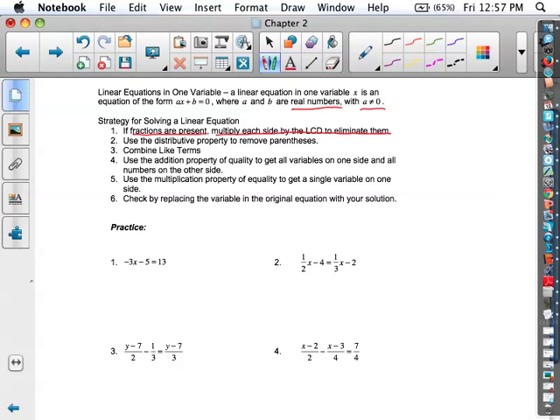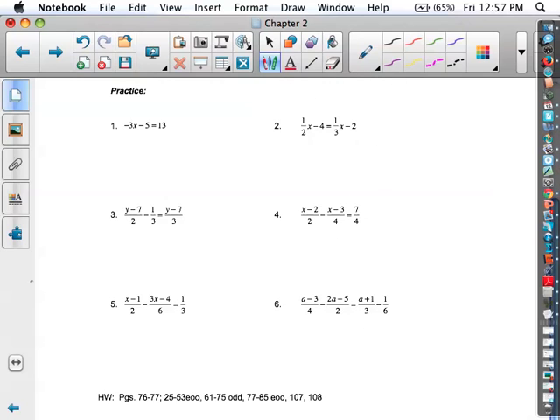Okay, so the first one's pretty easy. We'll take a look at that. I'm going to add 5 to both sides, pretty easy, and I have minus 3x is equal to 18. Divided by negative 3, I get x is equal to negative 6.